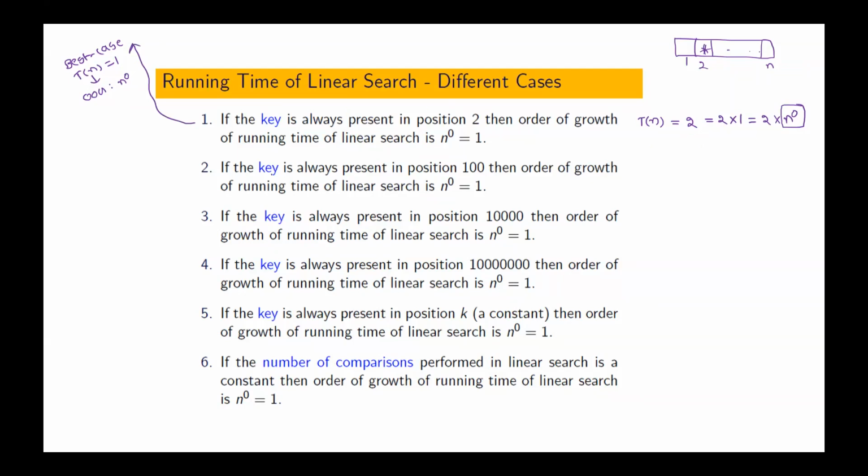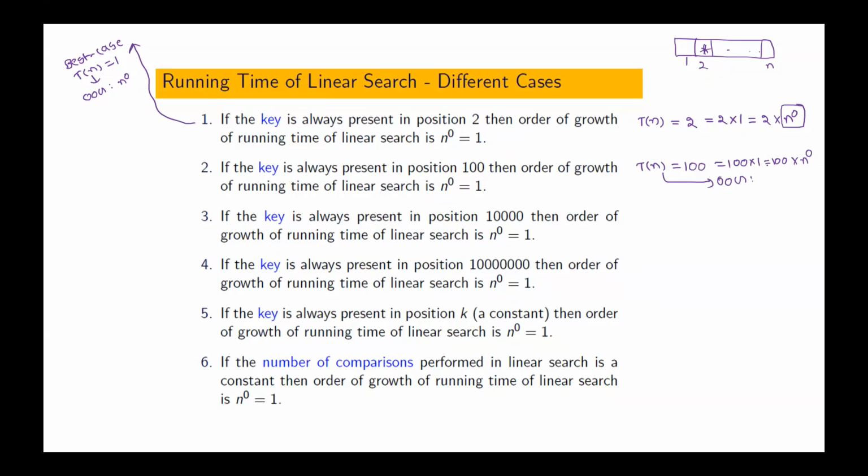Now, instead of that, if I know that the key is always present in position 100, assume that the number of elements in the array is more than 100. Key is always present in position 100. Then what is T of n? 100. What is its order of growth? N to the power of 0. What is its order of growth?